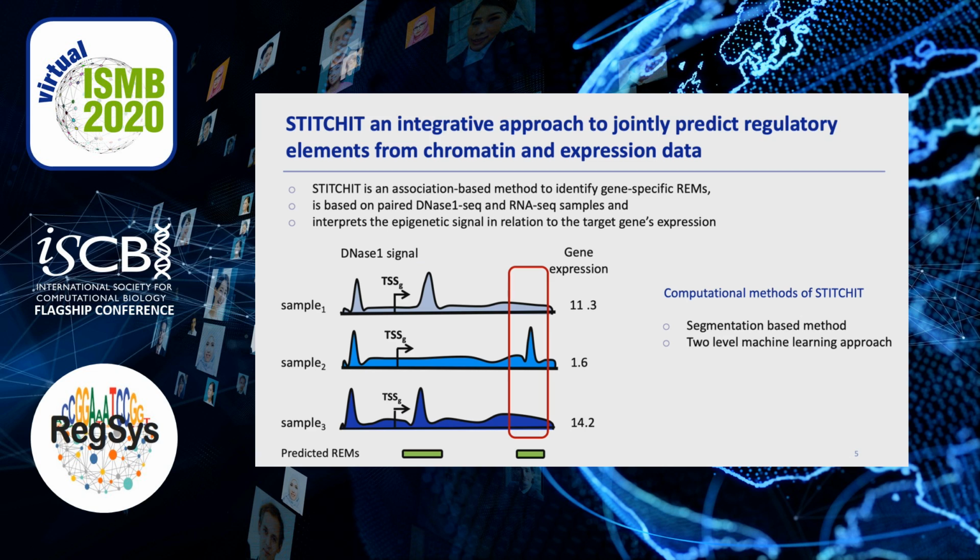We observe a peak if the gene is not expressed, and we do not observe a peak if the gene is expressed. And these 2 areas here shown in green are recognized as important for the amount of expression and therefore predicted as regulatory elements from StitchIt. To solve this problem, StitchIt uses a segmentation-based method followed by a 2-level machine learning approach.